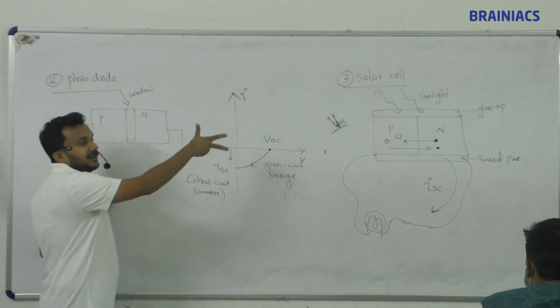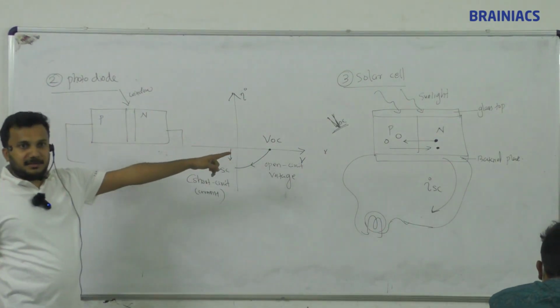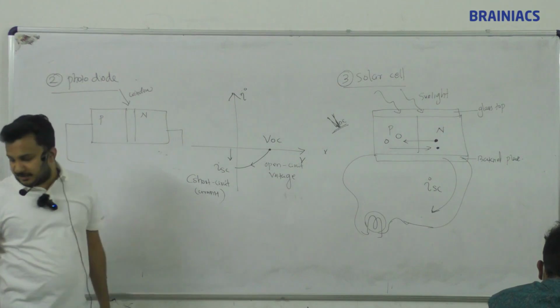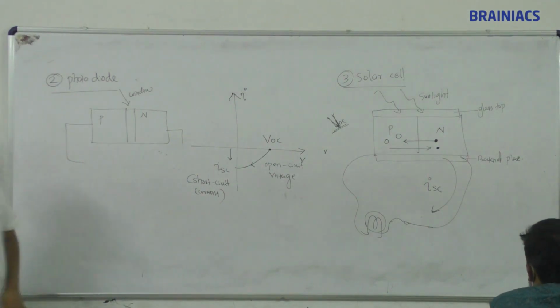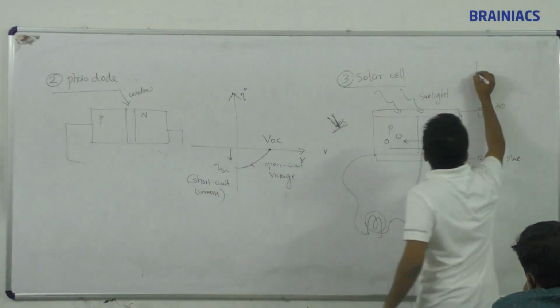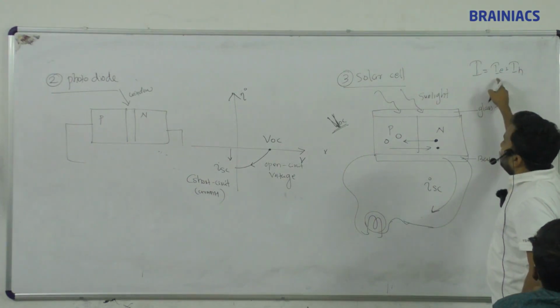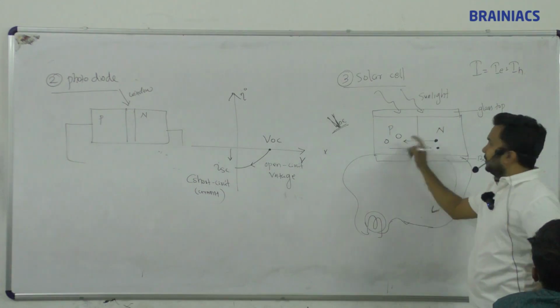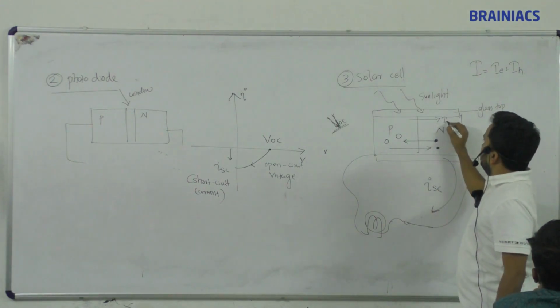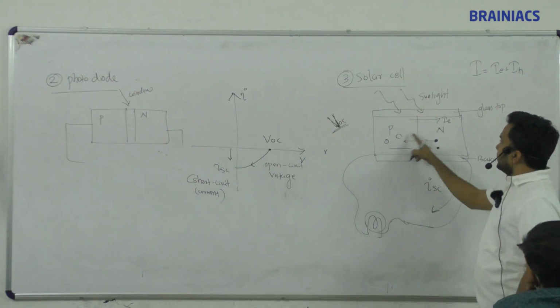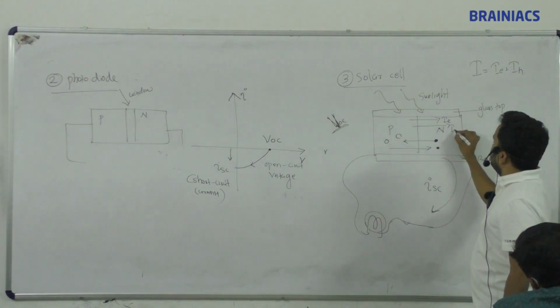Left. Diode connected, now I connected PN. So what is the final current direction? Final current I equal to IE plus IH. What is IE? Electrons are moving in this direction, so current is in this direction, electronic current. Holes are moving in this direction, so IH is in this direction.